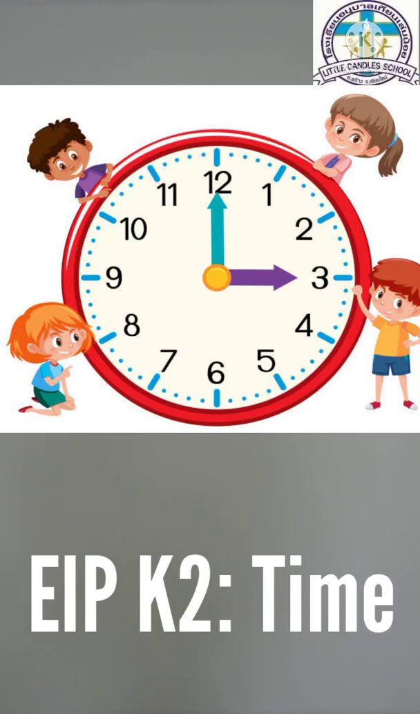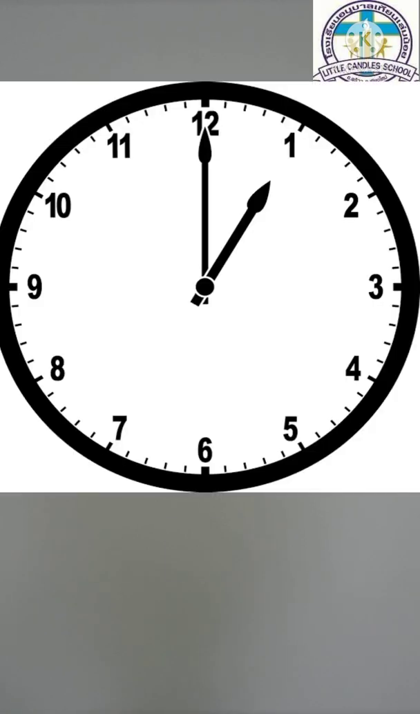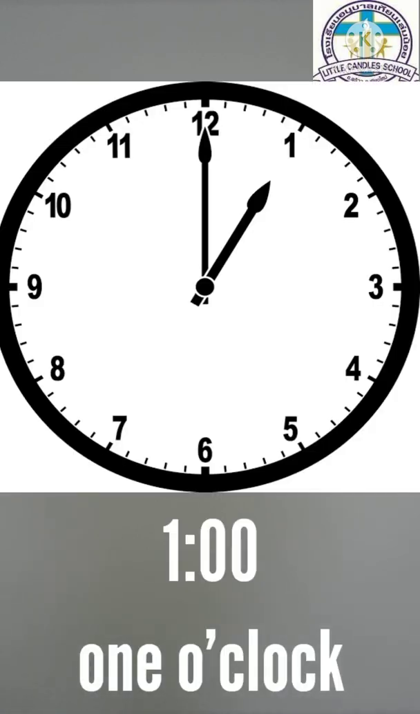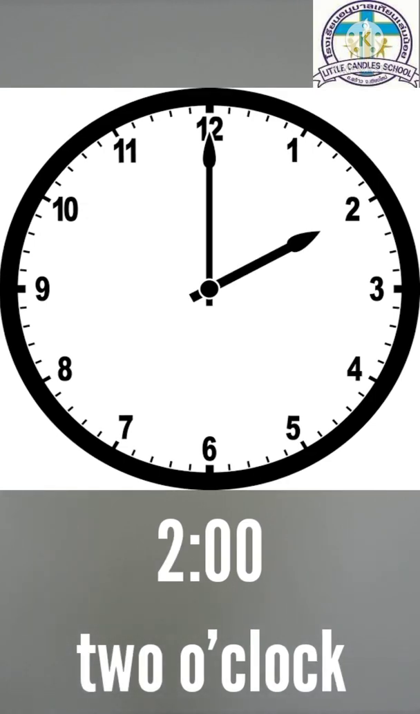Good day, students. Today we will learn about the time, and this is 1 o'clock. You will see that the short hand points to number 1 and the long hand points to number 12. 1 o'clock. This is 2 o'clock. Short hand on number 2, long hand pointing to number 12.